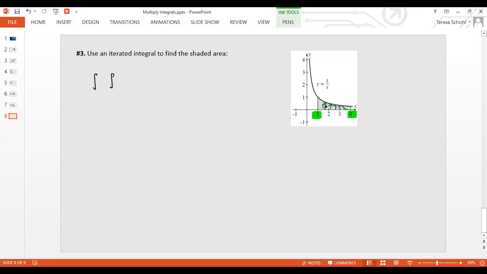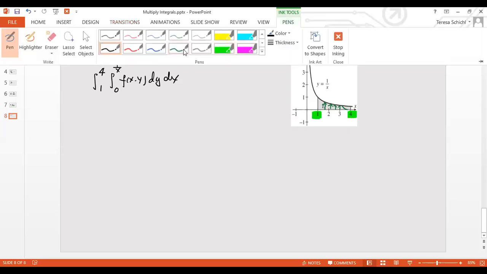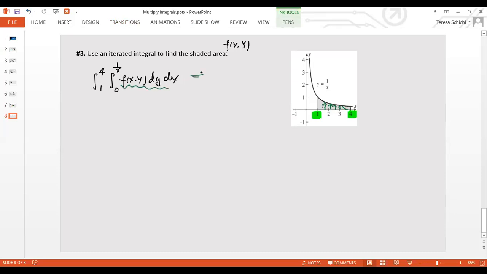I know if you have an f of x, y, and you integrate it, what you find is the volume. So here, I'm going to integrate dy first and then dx. So y is from 0 to 1 over x, and x is from 1 to 4. If f of x, y is some function, then what we are integrating is a volume.